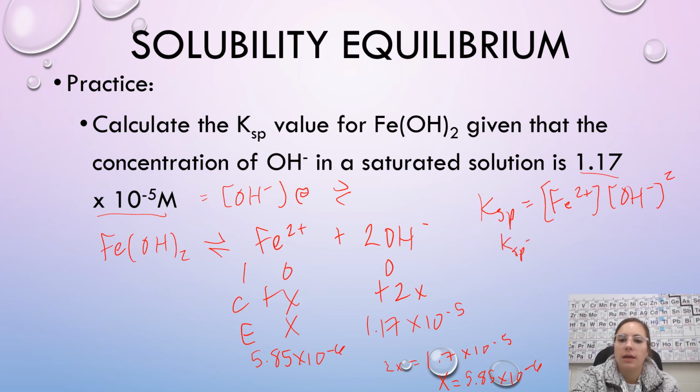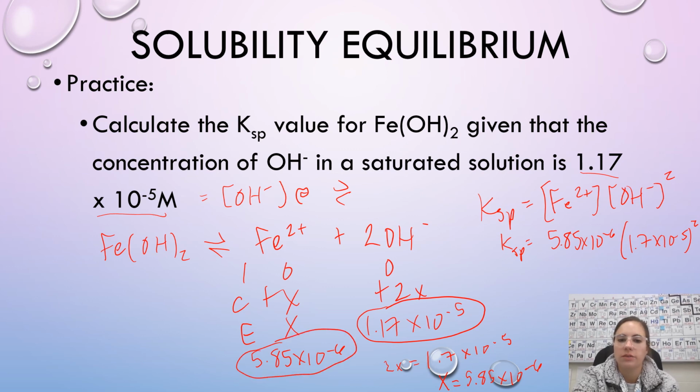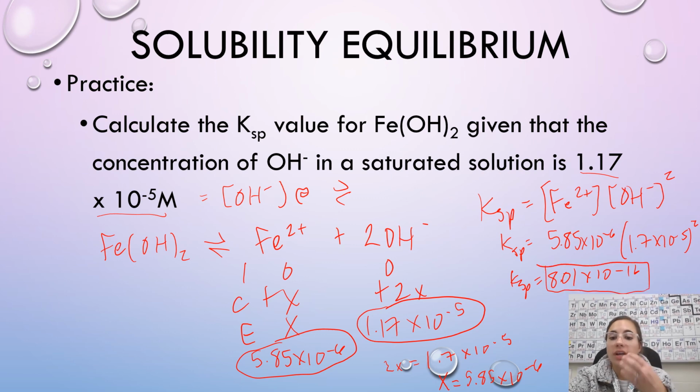So K equals 5.85 times 10 to the negative 6 times 1.17 times 10 to the negative 5 squared. Remember, this was my equilibrium concentration of hydroxide. This is my equilibrium concentration of iron. So the KSP is equal to 8.01 times 10 to the negative 16. So when we're given the equilibrium concentration, we have to find the equilibrium concentration of the other one and then plug them into KSP.